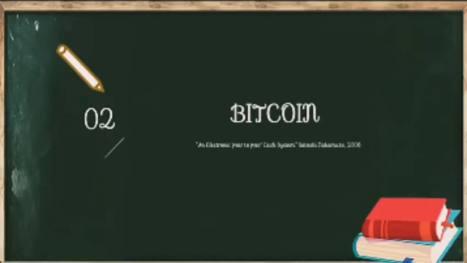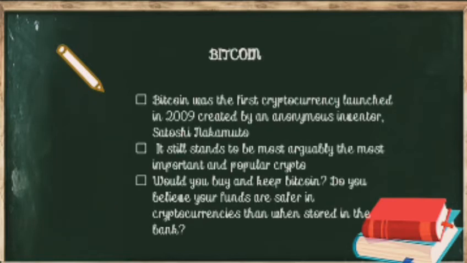Now, the next thing we want to talk about is Bitcoin. What is Bitcoin? So, in a very short summary, Bitcoin was the first cryptocurrency, launched in 2009, and it was created by an anonymous inventor, Satoshi Nakamoto. Now, Satoshi called Bitcoin a peer-to-peer electronic cash system. Bitcoin was created as a form of exchange between peer groups, and it was created to make transactions easy.